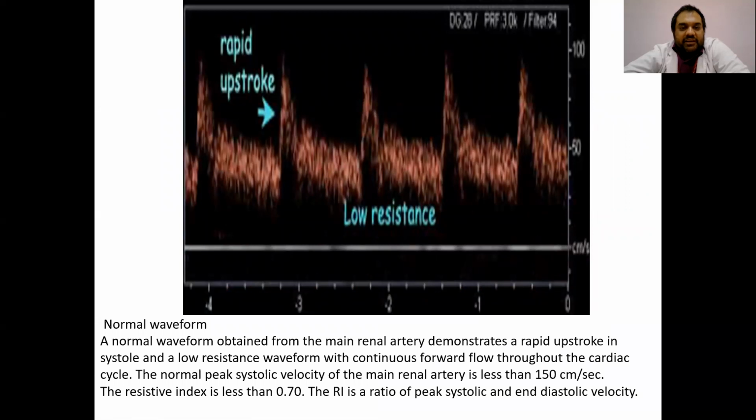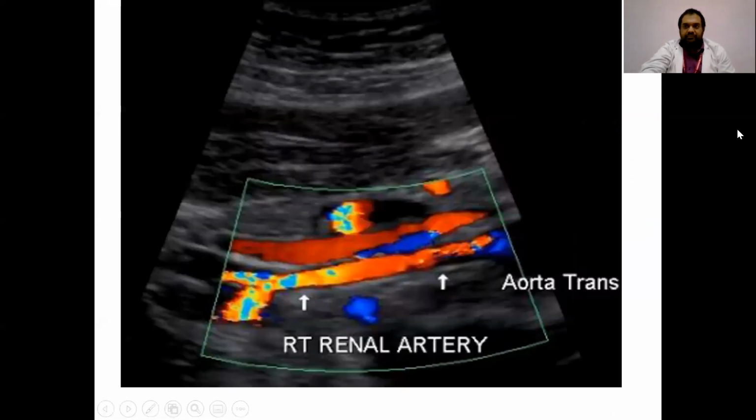This is a normal waveform. The normal waveform obtained from the renal artery demonstrates a rapid upstroke in systole and a low resistance waveform with continuous forward flow throughout the cardiac cycle. The normal peak velocity of the main renal artery is less than 150 centimeters per second. The resistivity index, or RI, is less than 0.70. The RI is a ratio of peak systolic to end diastolic velocity. This is the right renal artery Doppler.